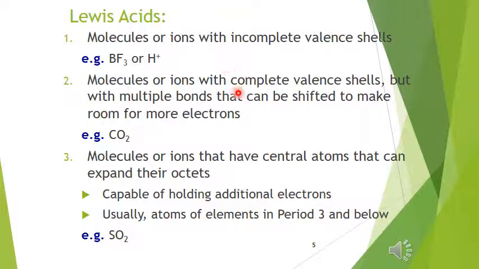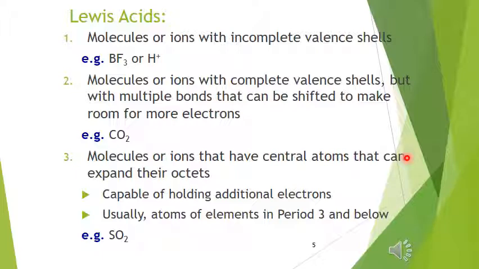Okay, so what we just covered were these two, and I'll get to the third one in a minute. If you have an incomplete valence shell like BF3, that guy can accept a pair of electrons to fill its valence shell. In the case of carbon dioxide, you have multiple bonds. The double bonds can be shifted to make room for electrons, like CO2, what we just saw, and it can bond.